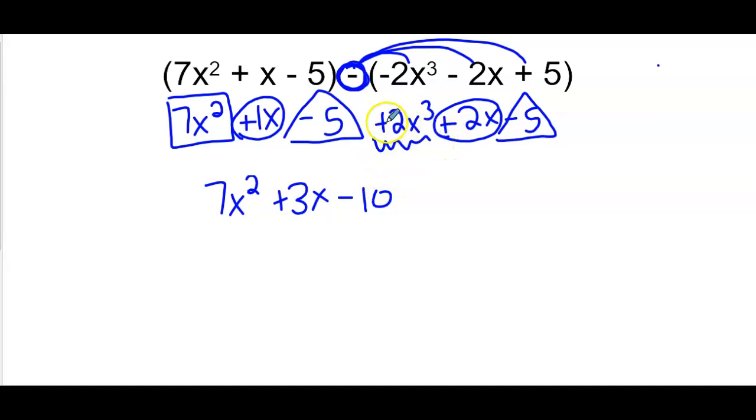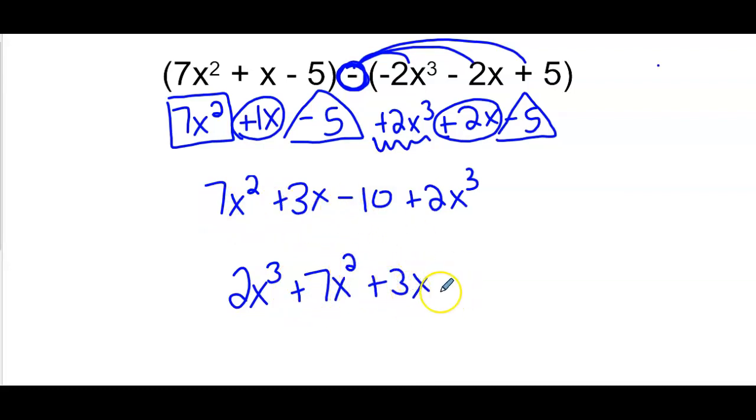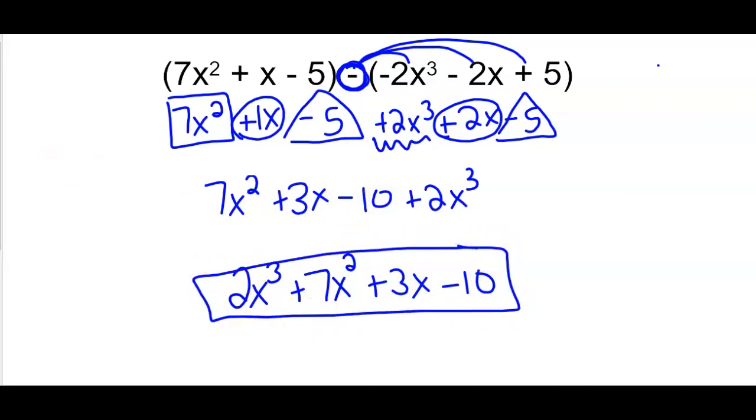And then lastly, I have 2x cubed. I don't have any other x cubed, so I'm just going to write that down. This is an okay answer, but it is not in standard form. So let's put it in standard form from highest exponent, so 2x cubed, and then the 7x squared would come next. You go from highest down to lowest, then the 3x, and then the constant, the number without any x's. So that would be our answer in standard form.